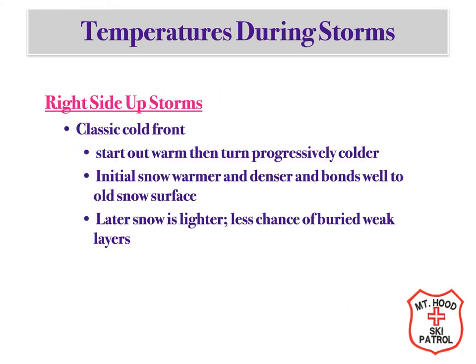Let's first consider what is referred to as a right side up storm. This is a storm that starts out warmer and gets progressively colder. Initially, with the warm temperature, the snow is denser and bonds well to the old snow surface. As the temperature drops, the snow will become lighter and less dense and will load the slope at progressively slower rates. So we end up with a light, fluffy snow over wet, heavy snow. This offers less chance for a buried weak layer and should result in a relatively stable snowpack.